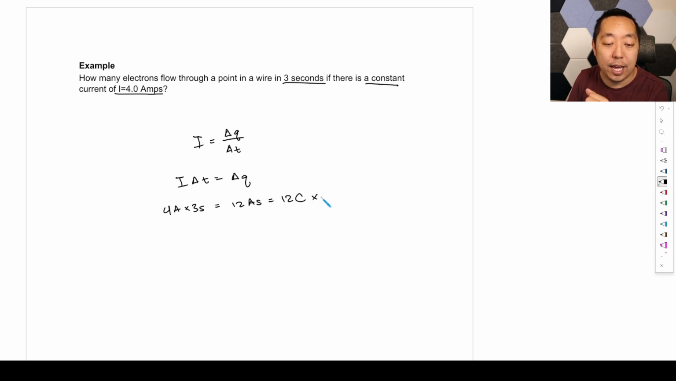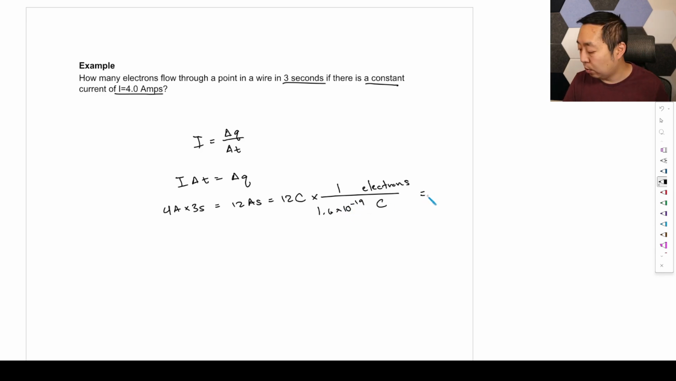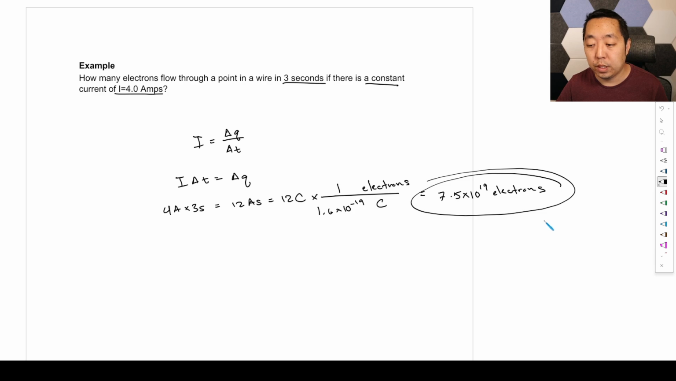But how many electrons is that? We want electrons on top, because we want a number of electrons, so electrons per coulomb. We know 1 electron is 1.6 times 10 to the negative 19 coulombs. So then you multiply those two, or divide if you want, and we end up with 7.5 times 10 to the 19 electrons. Okay? And that's the setup, and we're going to get deeper into it in the next lessons.